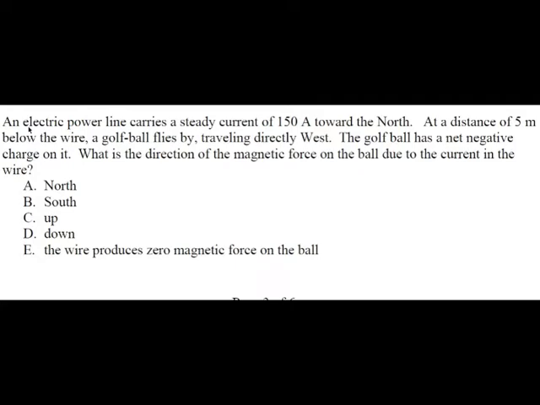An electric power line carries a steady current of 150 amperes toward the north. At a distance of 5 meters below the wire, a golf ball flies by traveling directly west. The golf ball has a net negative charge on it. What is the direction of the magnetic force on the ball due to the current in the wire? A north, B south, C up, D down, or E the wire produces zero magnetic force on the ball.